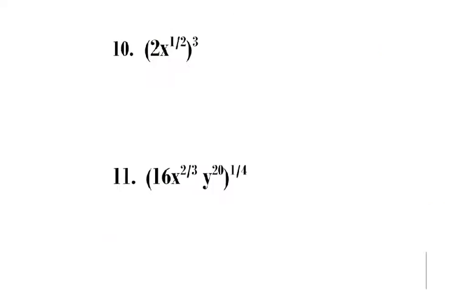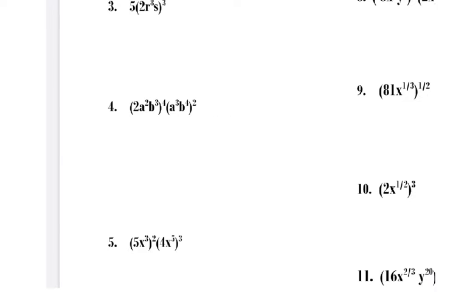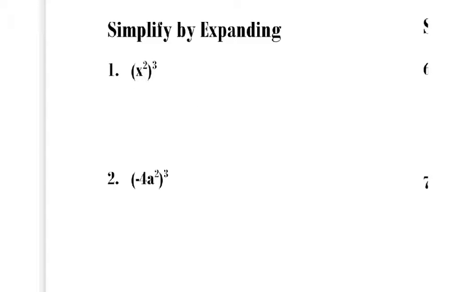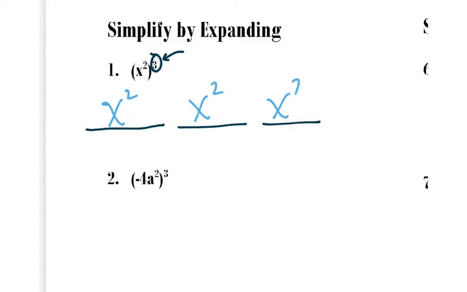Let's go ahead and flip over to this page here. Okay, simplify by expanding. On the next page, if you flip to the back, the left side says that we're going to simplify using the expanding method. That means we draw 3 blanks, and we put x squared on each of those blanks. Count your exponents. 2 plus 2 is 4, plus 2 is 6. That's x to the 6th.